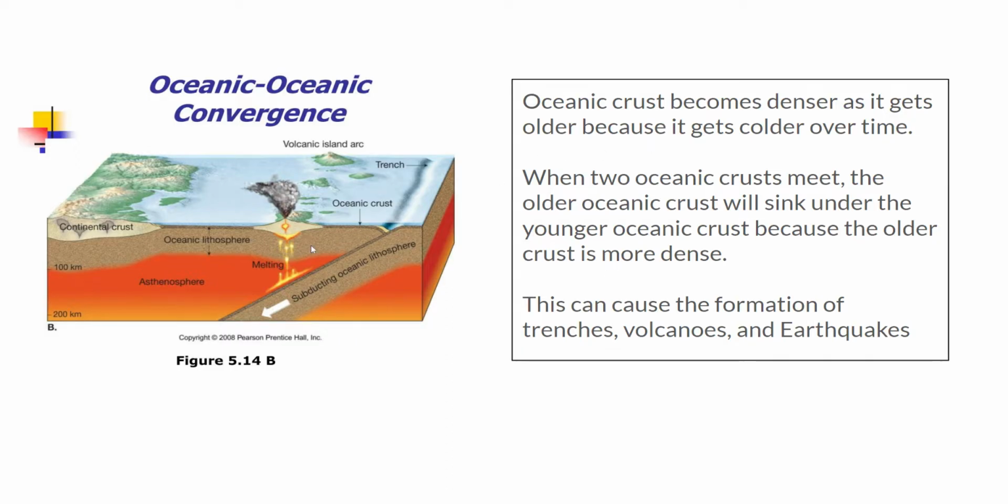And because of that, if two oceanic crusts meet, the older oceanic crust will sink or subduct. Subduct is another word for sink. And it will create about the same effect as if an oceanic crust sinks under a continental crust. It will melt, rise, and form volcanoes and even earthquakes, as well as trenches.